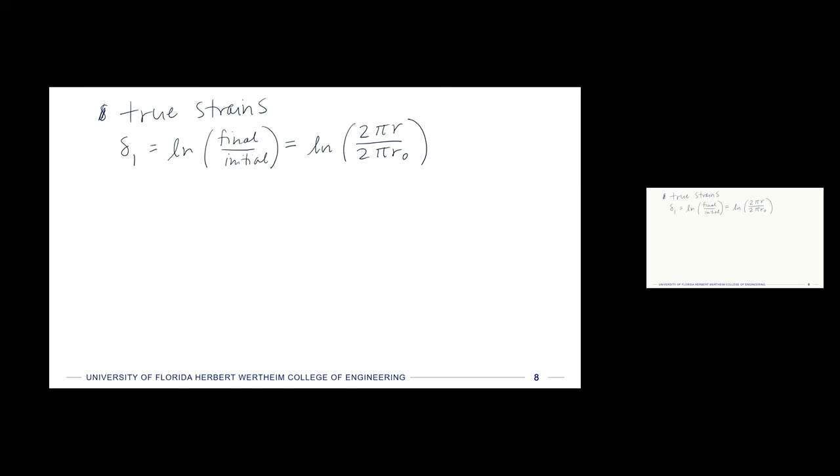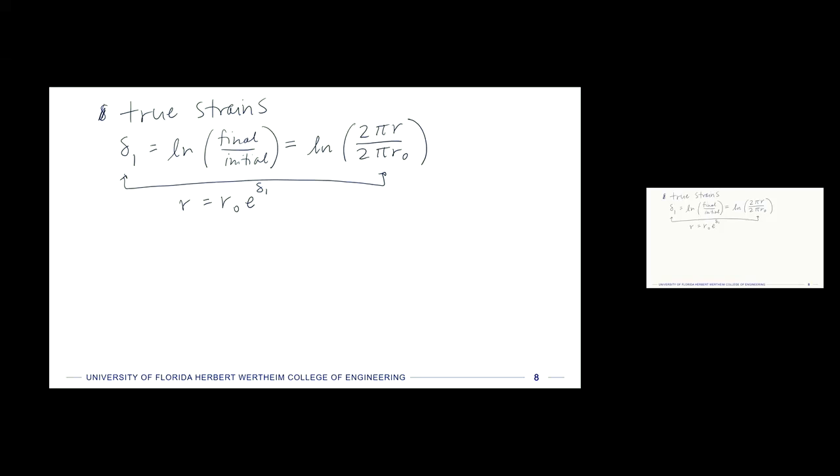And if we take these two outside expressions, if we want to get rid of the natural log, we can put both sides to the exponential e. So we can say that r is equal to r naught times e to the delta 1. And that describes how the radius is going to get bigger as a function of the plastic strain in that direction, delta 1. And we'll do the same thing for thickness.